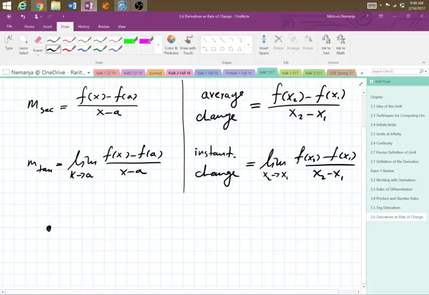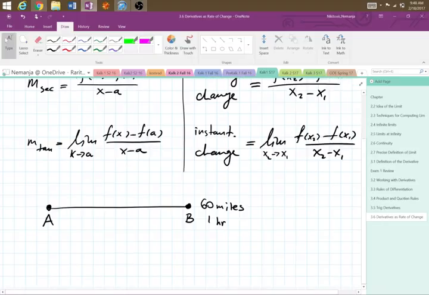If you go from point A to point B, which is 60 miles away, and it takes you 1 hour, you are using the average calculation in this case, and you will say that your velocity is 60 miles covered in 1 hour, 60 miles per hour. So it took you 1 hour to cover 60 miles.